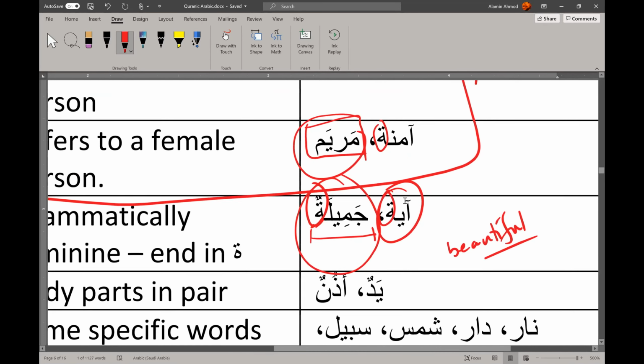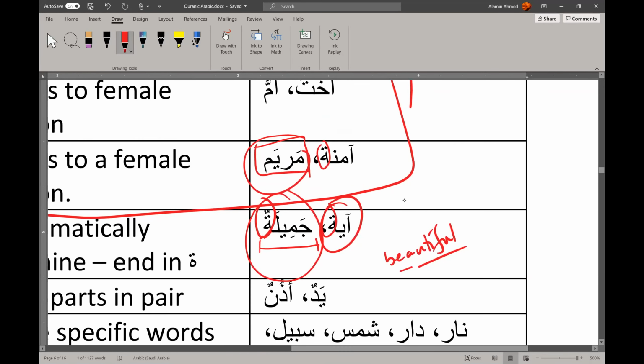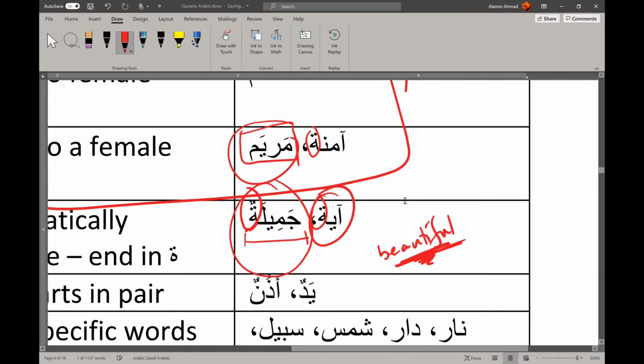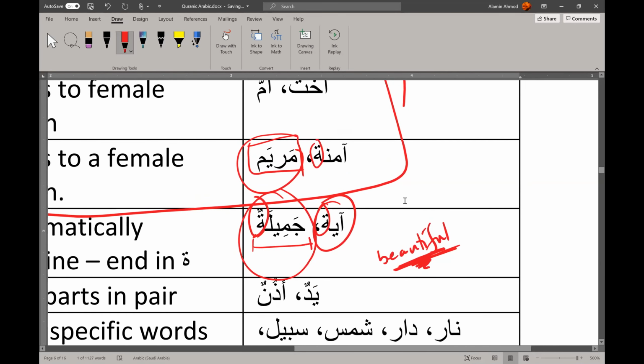Since this idea is floating, before I go on, let me explain what we mean by treating the word as feminine or masculine. So this Jamila is beautiful, right? And it has a tamarbuta, so we know it's a feminine word. That means we will be using this word to describe a female person. If you're describing a girl or female person, then you will say Jamila, Jamilatun.